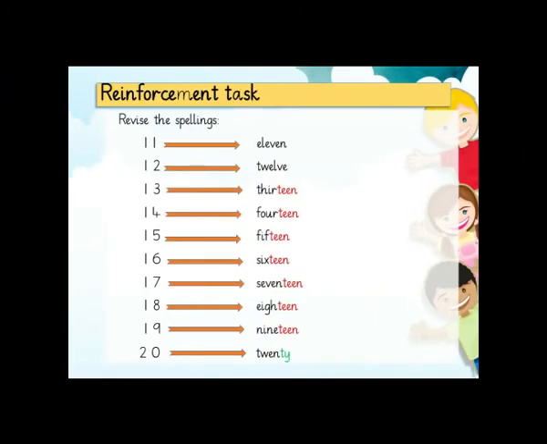Moving onwards, for the spellings of 11 to 20, you have to revise them. This is no more difficult. If you look at this carefully, from 13 till 19, each of the words ends in teen, T-E-E-N, teen, and the rest of the spellings for each word are almost the same.